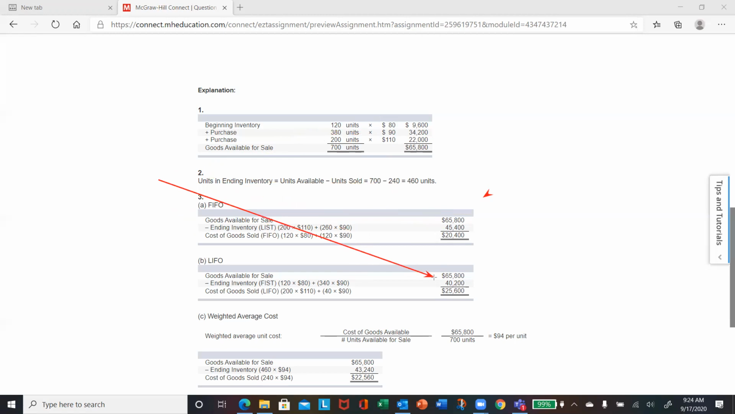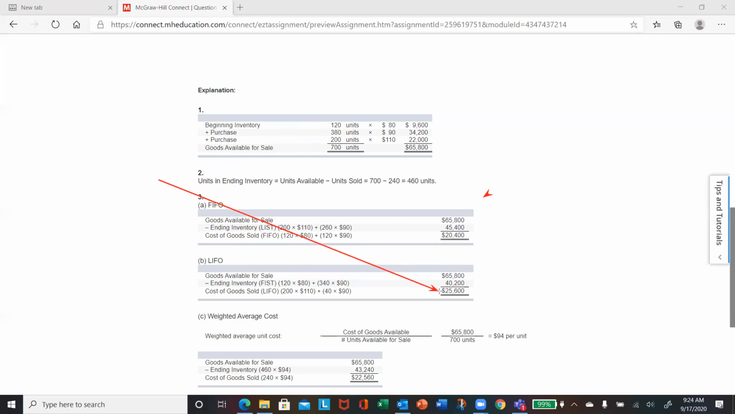That doesn't change. But for your ending inventory, which remember we've got 460 left, it's going to come from 120 of the beginning inventory and then 340 out of the next pool. And they're showing you that right here, 120 and 340. That would give you 460. And then that would be your ending inventory. The difference there would be, of course, your cost of goods sold.